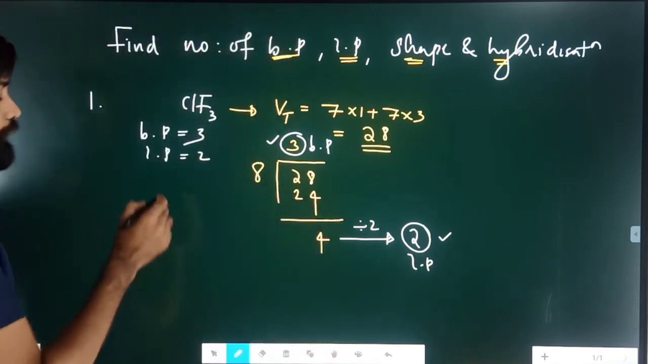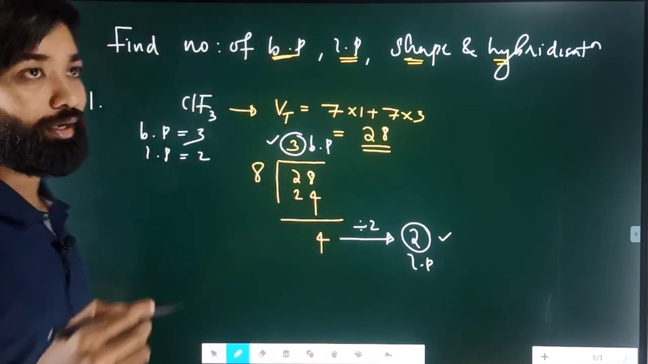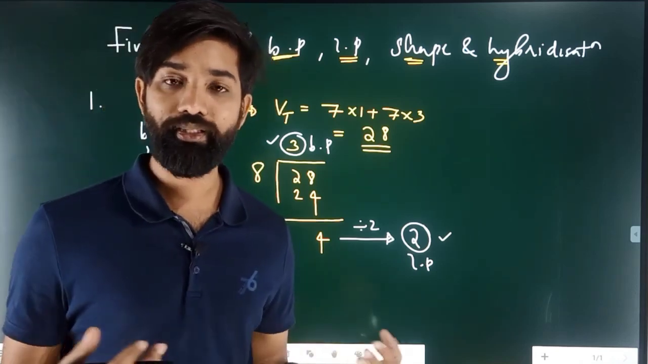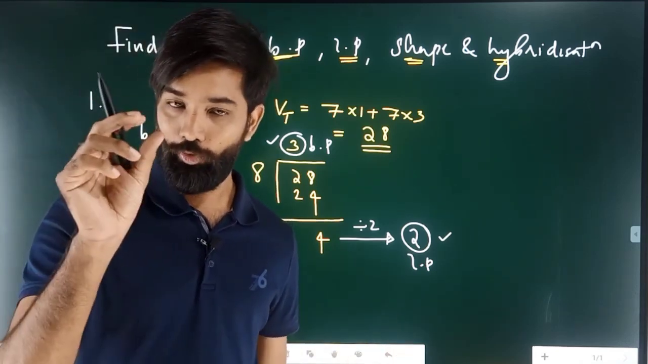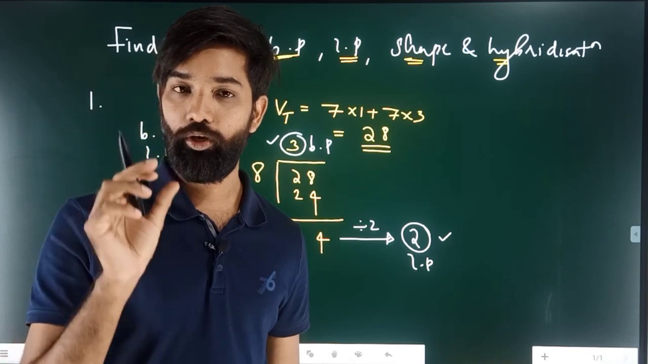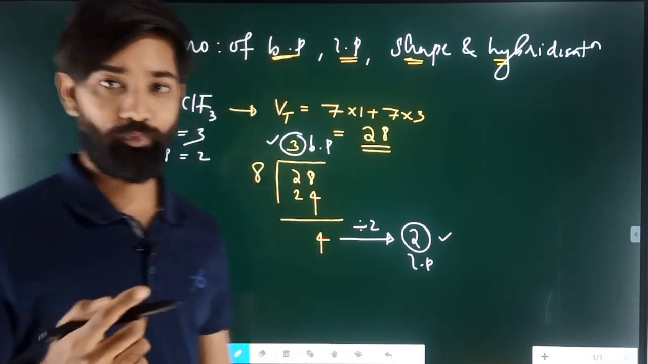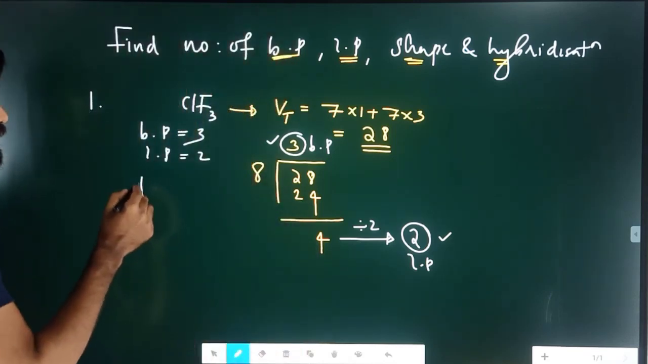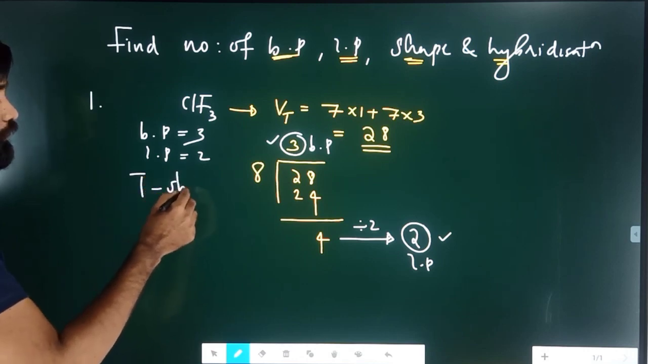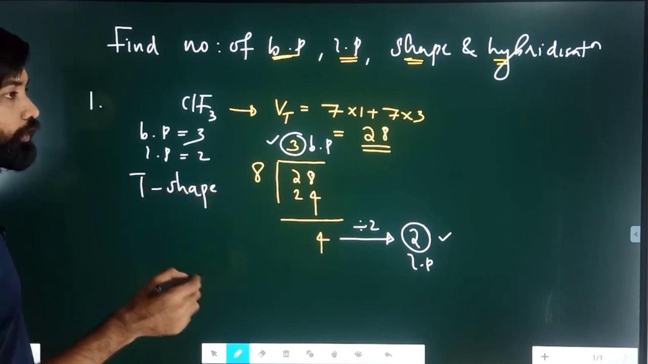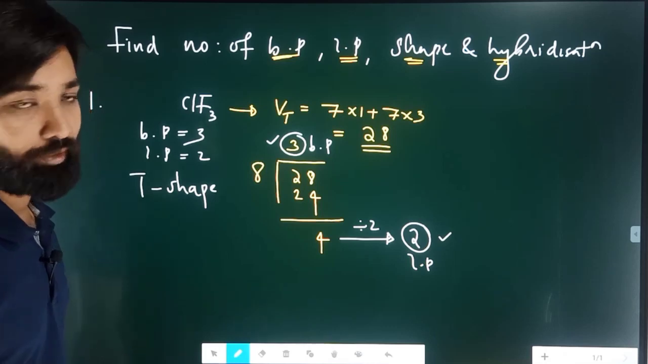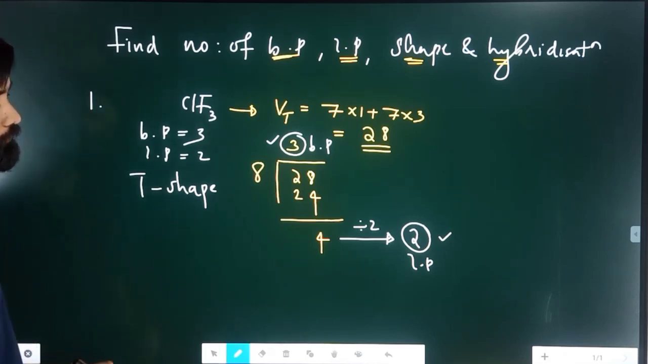Okay, fine. I already discussed that if 3 bond pairs and 2 lone pairs are there, then the molecule has T shape. Already said that you have to study that. We already discussed that in a table, right? So the shape is T shape.